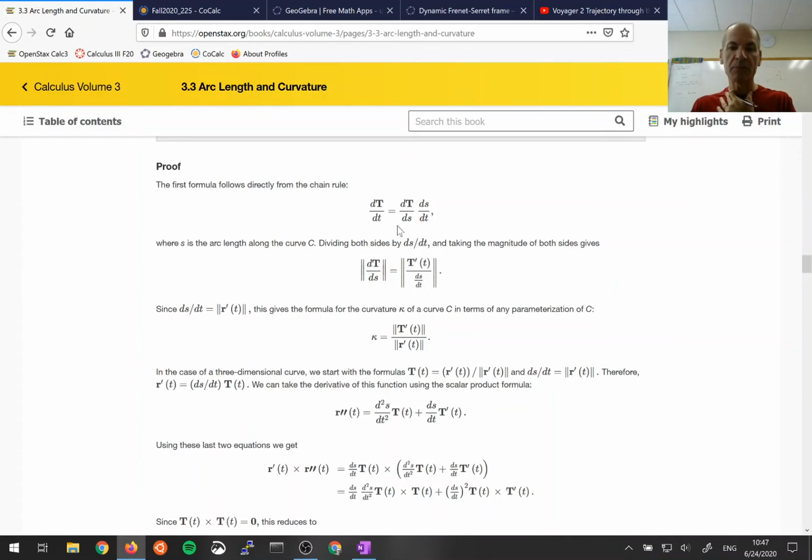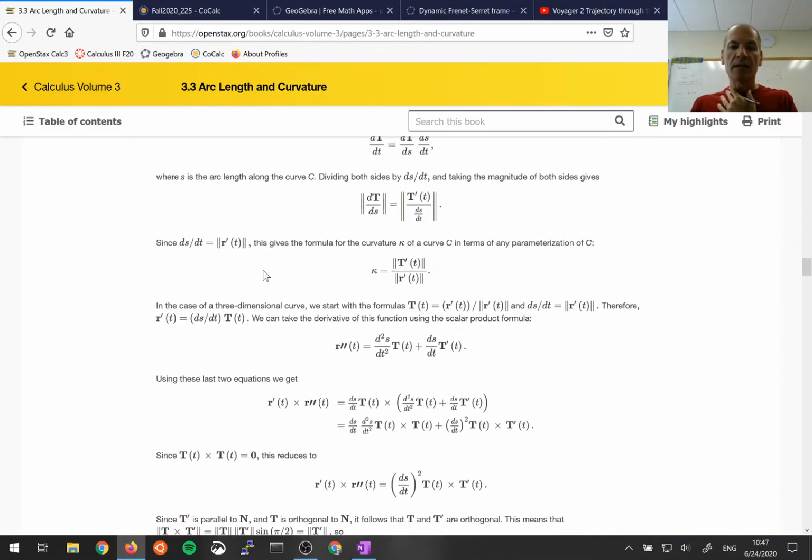All right, how did that happen? We took the magnitude of both sides and we divided by ds/dt. So we solved for the magnitude of this. And we know that ds/dt is actually the magnitude of r prime of t. So we get this, and that's the first curvature formula. That's easy enough.